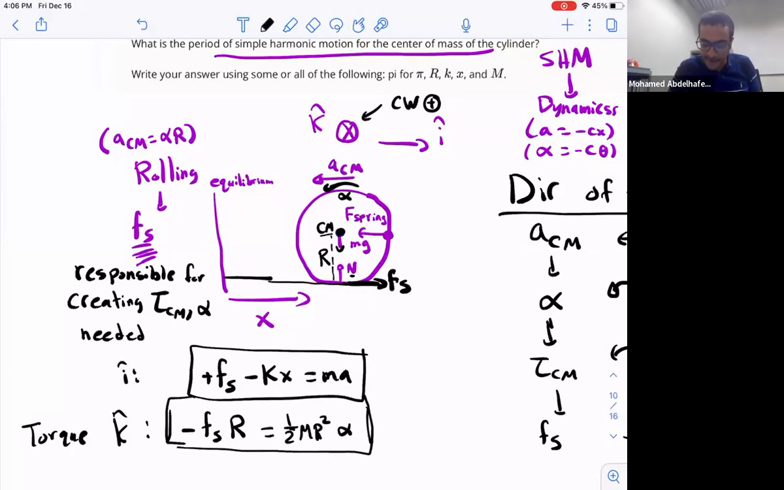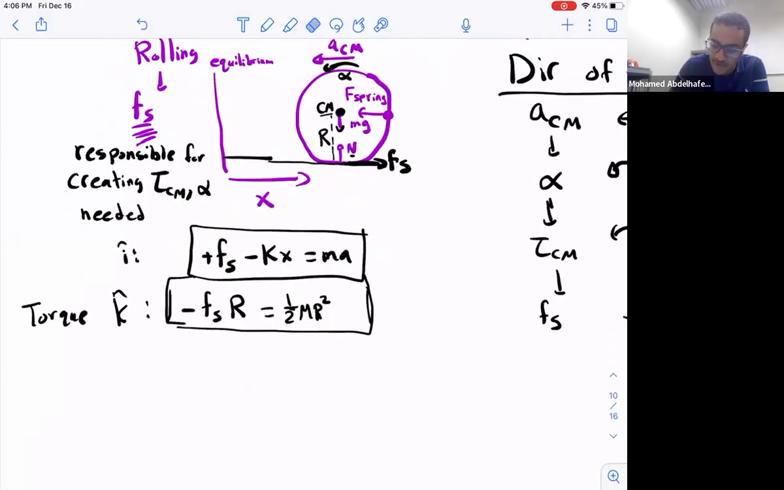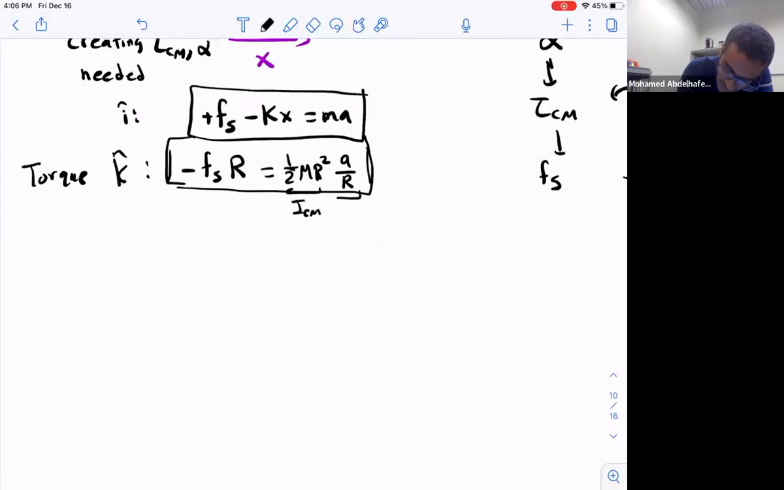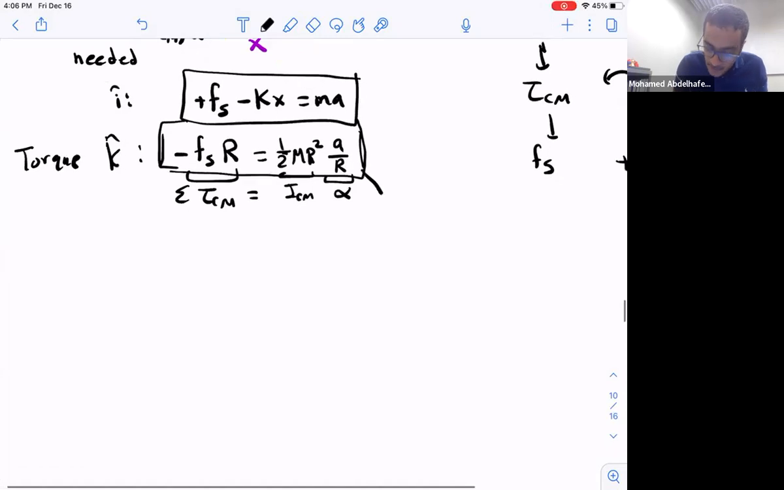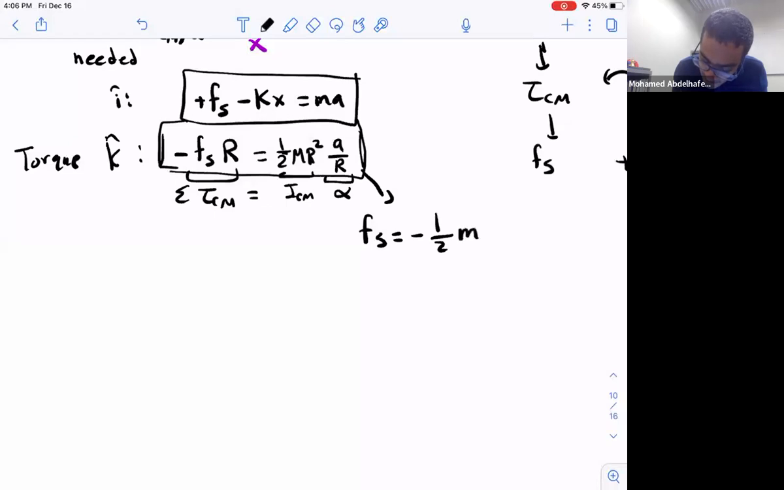So now let me simplify here. This alpha is nothing. This is rolling without slipping. So here is our knowledge about alpha: it is just A over R. This right here is I_CM, this right here is alpha, and this right here is the torque about center of mass. This is just torque equals I alpha. Why did I do that? Because I wanted an expression for static friction. I wanted to eliminate static friction, and I know static friction is all about torque. So now let's simplify this. You find from this equation that the static friction force is basically minus 1/2 MA.